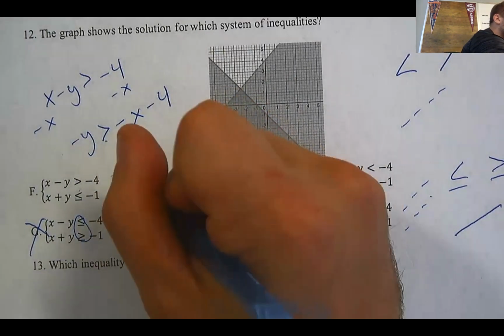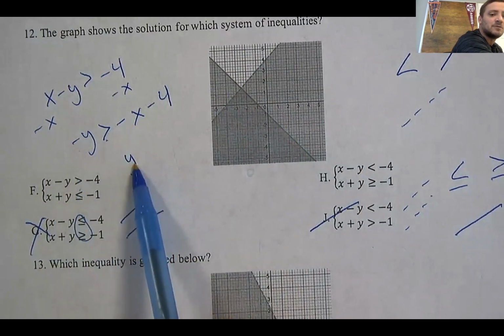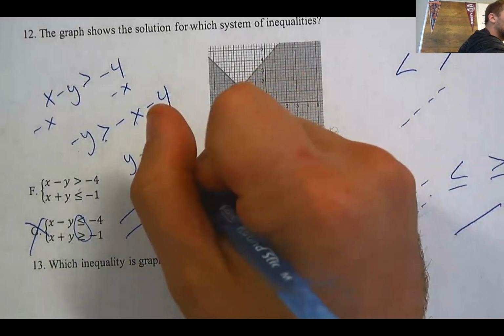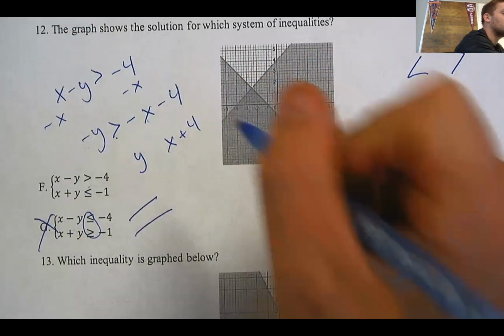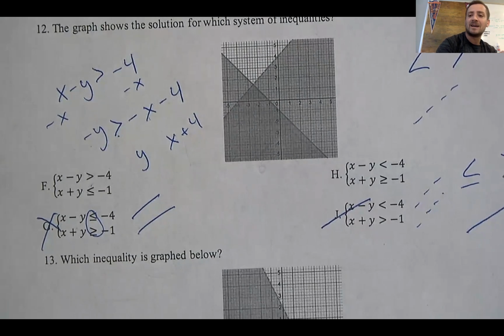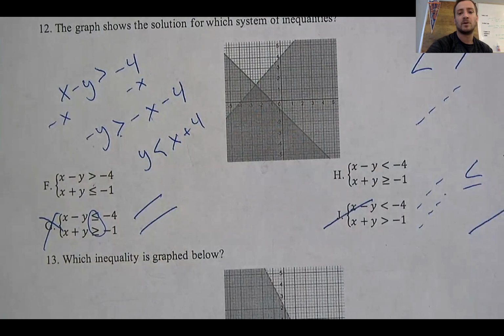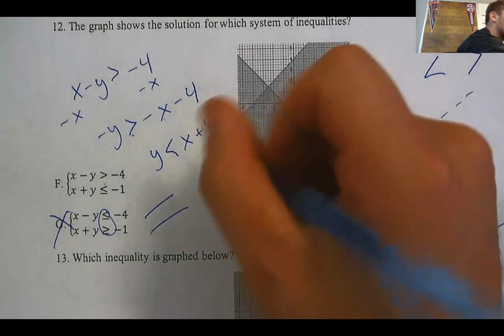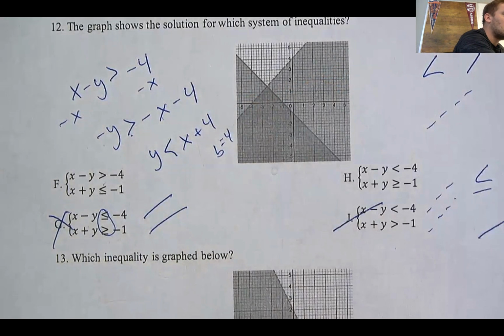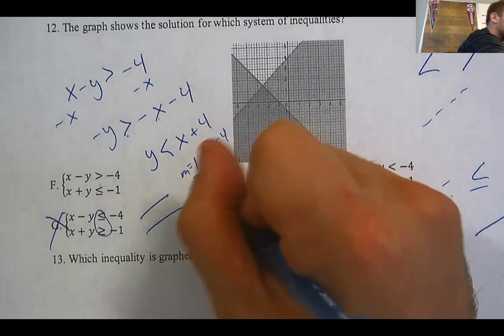So I'm still going to use the trick that I showed you guys earlier. It was -y, now it's going to be +y. It was negative x, now it's going to be positive x. It was negative 4, now it's going to be positive 4. But we are technically dividing by negative 1. And when you divide by a negative number, you need to flip your inequality. All right, so y is less than x plus 4. That has a y-intercept of 4. It has a slope of 1, which we can make into a fraction.